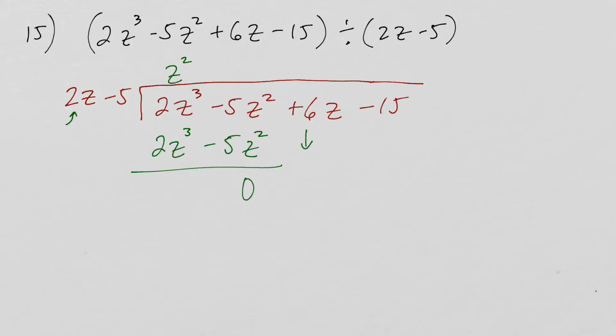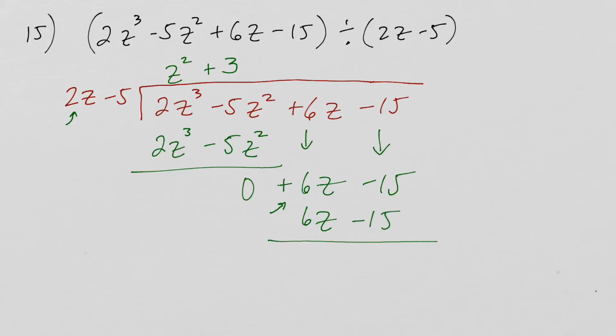And then I drop this plus 6z, and I'm going to drop a second one at the same time because I need two terms down there. Now I'm only looking at the first term, I have to choose a +3. 3 times that is a 6z, 3 times -5 is a -15. Those are again identical, so when I subtract, I'll get 0. So my final answer is z plus 3.